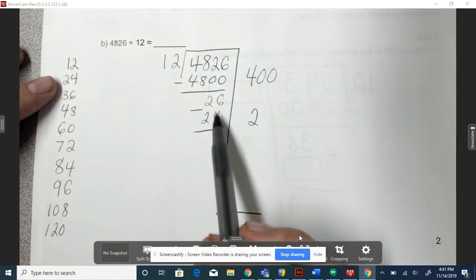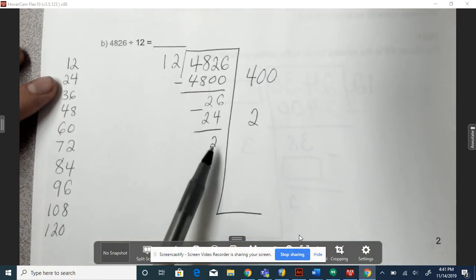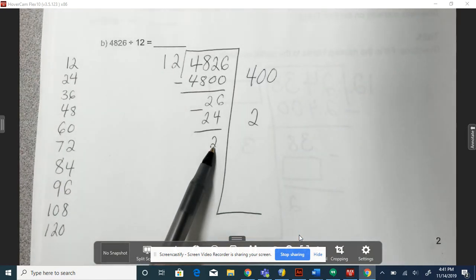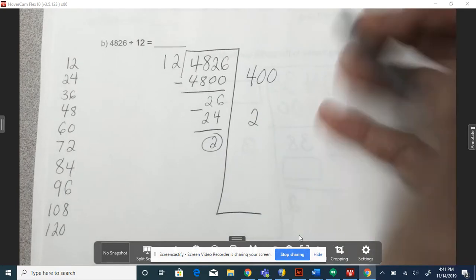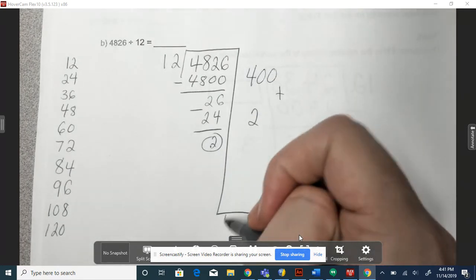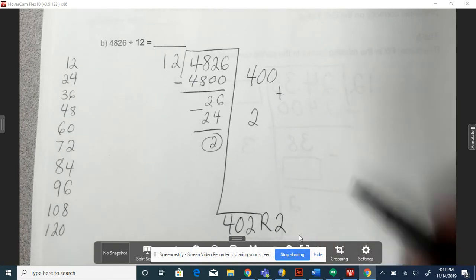Let's see. 6 minus 4 is 2. 2 minus 2 is nothing. So we have 2 left over, or 2 items left over. We can't evenly split 2 items between 12 groups, so we know this is our remainder. We're going to add these together. 400 plus 2 is 402. Remainder 2. But now we're going to check our work.